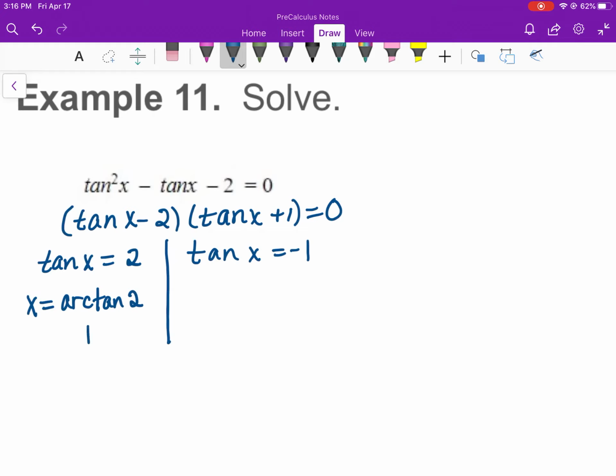And we're going to have to add n pi to that. So remember the period for tangent is pi. So we're going to be adding n pi to that to take care of every angle that has a tangent of 2.